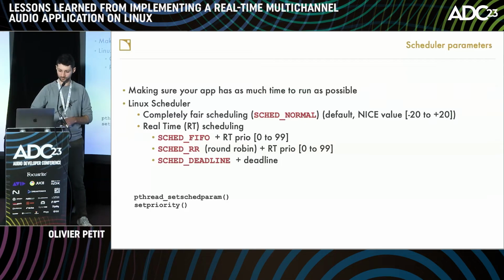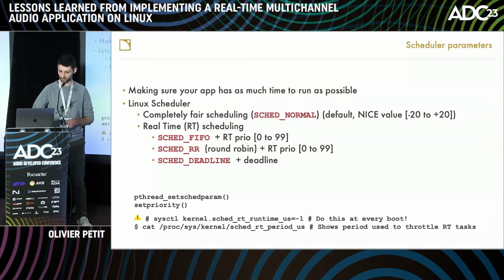The POSIX syscalls to set real-time priorities are pthread_setschedparam and setpriority. One of them is for the thread, one of them is for the whole process. You can look up the documentation. There's nothing complex there. Common pitfall.